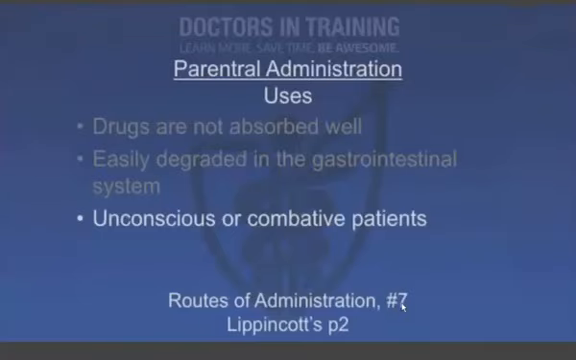You can also use parenteral administration in patients who are unconscious, and so they can't swallow a drug, or a patient who is uncooperative. Sometimes psych patients can get combative and they refuse to take a drug. You can give it parenterally, maybe an injection or something along those lines, to avoid that problem. You can also use parenteral drugs when you need a more rapid onset of action. If you give an IV drug, the drug is instantly in the circulation. You don't have to worry about it being absorbed and so forth.